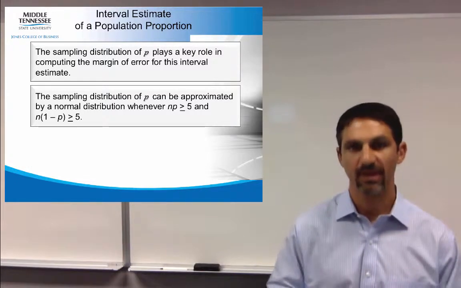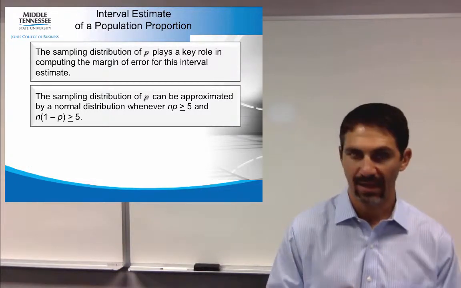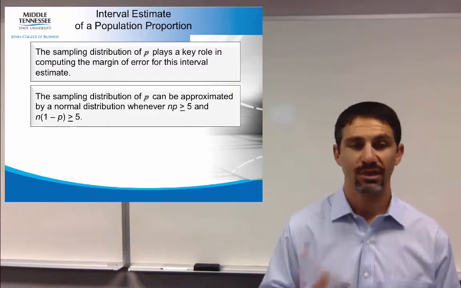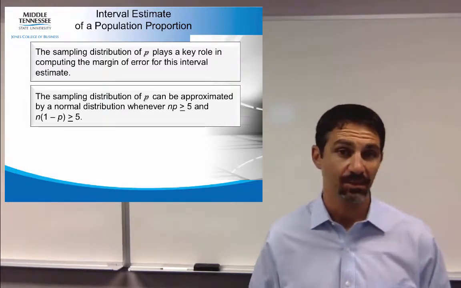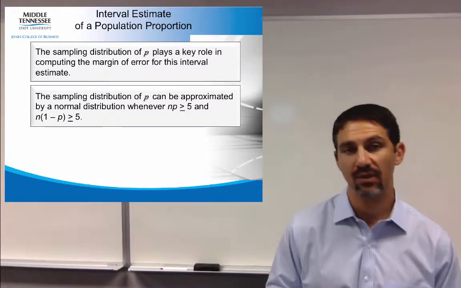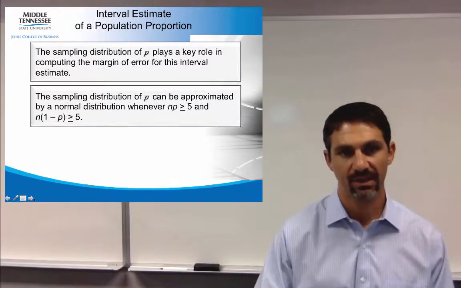So to ensure this, what you have to do is make sure that you take n times the proportion. It should be larger than 5. You should take n times 1 minus the proportion, and it should be larger than 5. And if it is, you can use a z-score to calculate the confidence interval in this case.